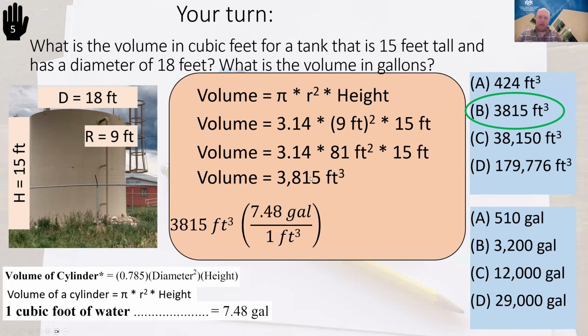And then we want to convert that to gallons. So we're just going to use our conversion factor, 7.48 gallons per cubic foot. So I'm going to multiply those out and cancel my units. And if we plug those into our calculator, we come out with 28,536 gallons. And we're going to round that up to 29,000 gallons.